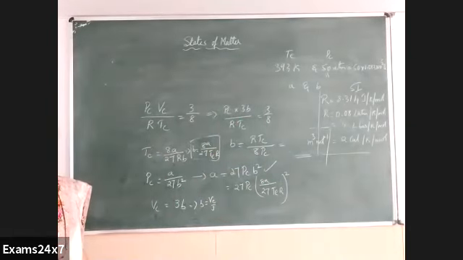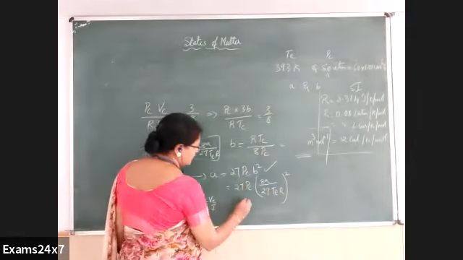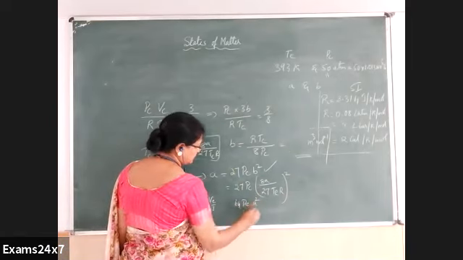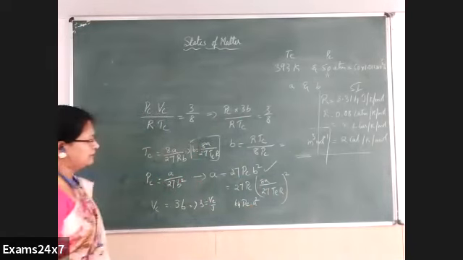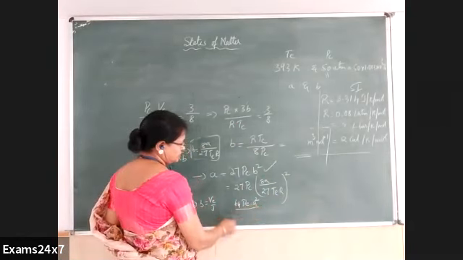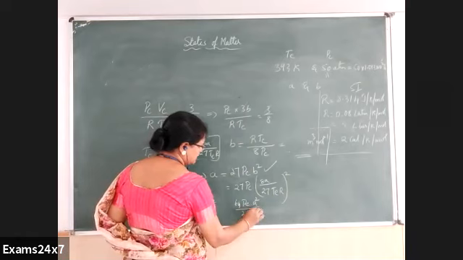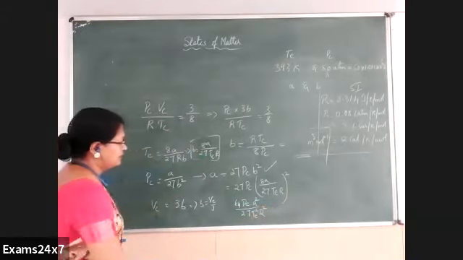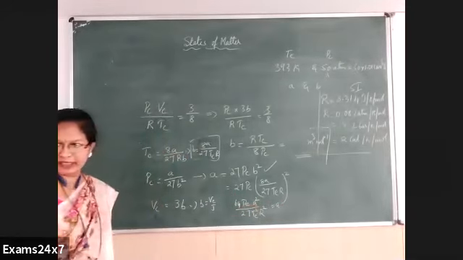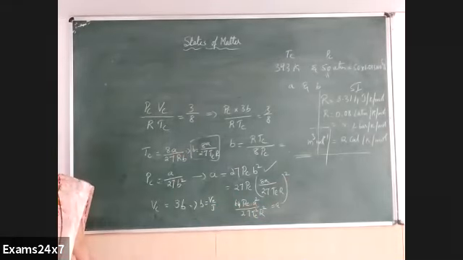Are you getting me? This will be 27 ones cancels with this. That gives PC 64 PC into A square divided by 27 TC into TC square into R square. And this is equal to A. So A and A once cancels there. Then you keep A here and rest to the other side. You get the value for A.